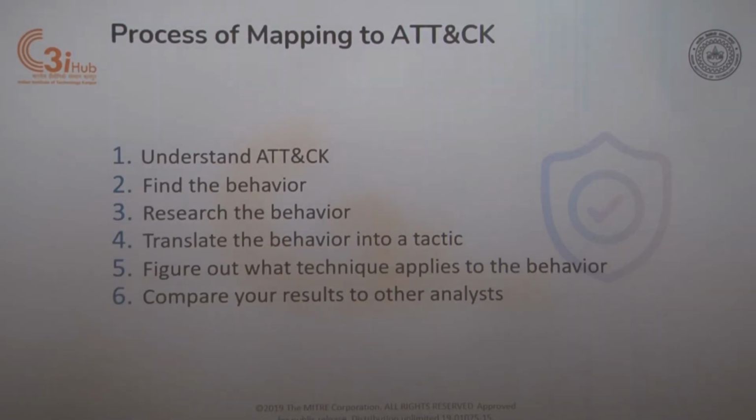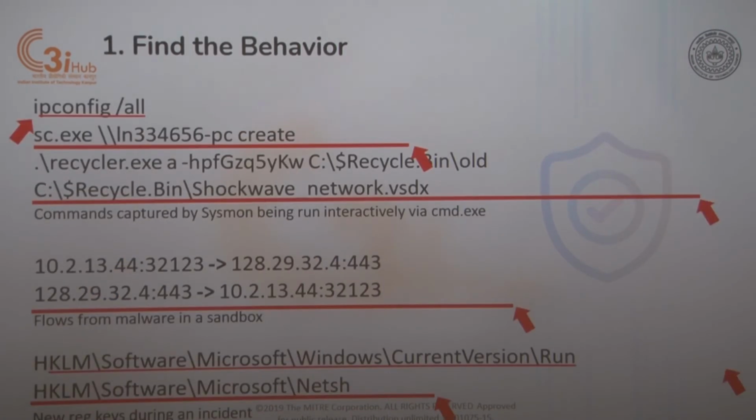So the process of mapping here is you have to understand ATT&CK, of course. From whatever you are given or whatever your forensic people gave you, you find a behavior, then again you have to research the behavior, then you have to translate the behavior into a tactic and then figure out what technique happened, and compare your results with the other analysts like before.